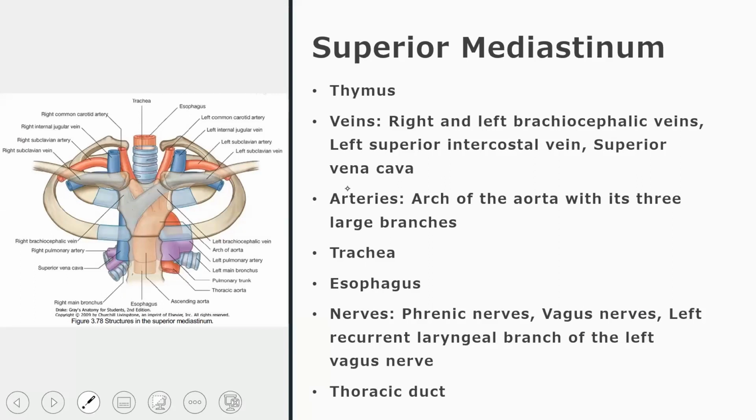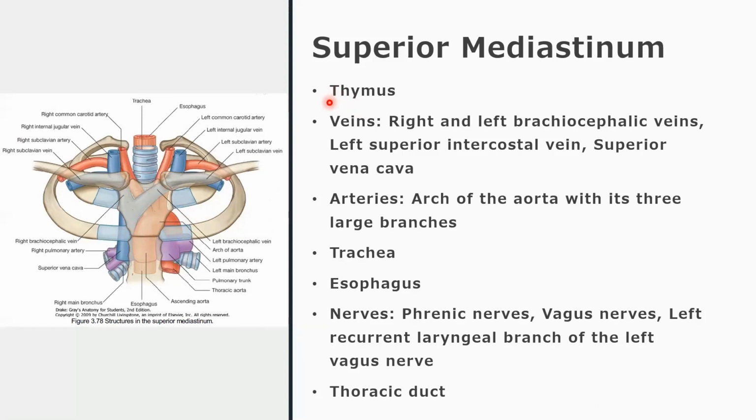Next, we will look at the superior mediastinum. Its anterior margin is the sternal angle between the manubrium and the sternal body here. And posteriorly, you have the T4, T5 level, the inferior border of the T4. Okay. So here you have some major blood vessels and some other organs.